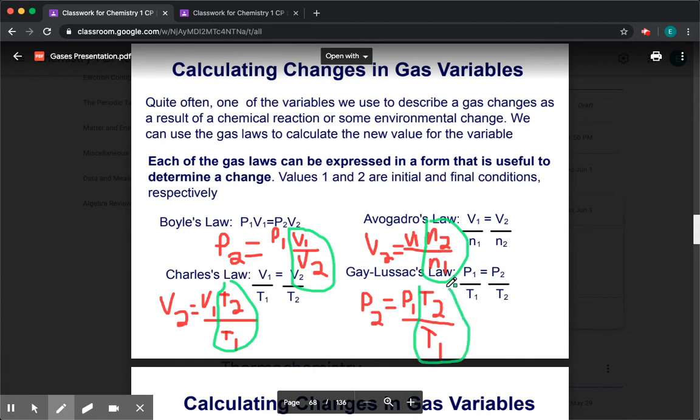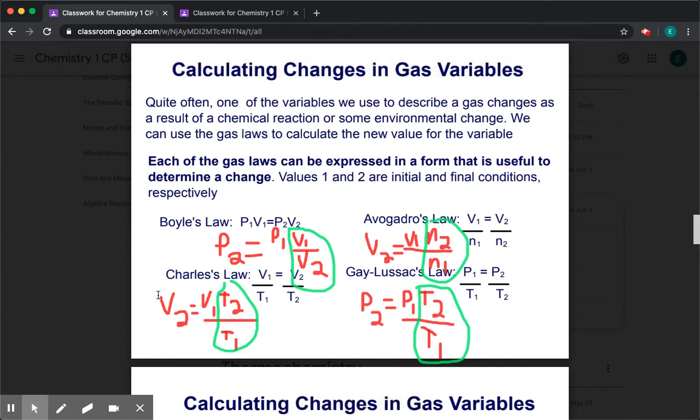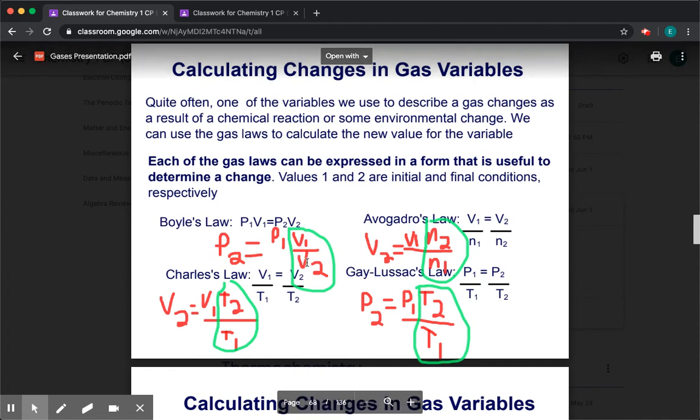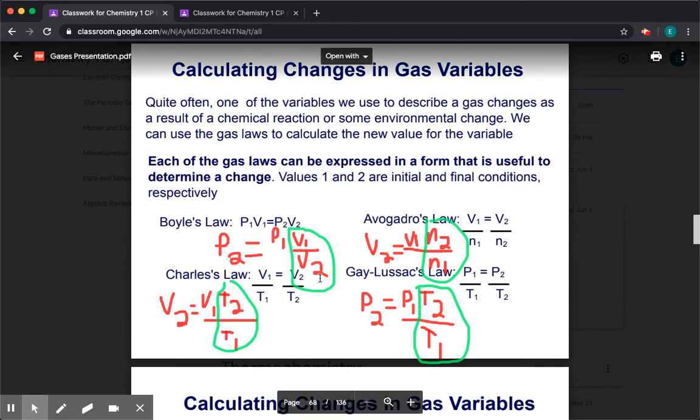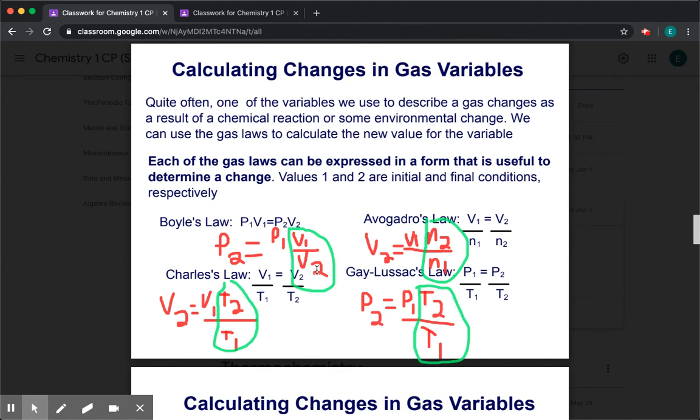So again, pretend that if it has a 1, that's the original. 1 is the original, 2 is the change. So for this first one, let's say I'm moving it to a new container. I want to find what the new pressure is. It's V1 over V2. V2 is the new one. So if I know the volume of the new container, I can figure out what the new pressure is going to be. And if you have a new container, then obviously you're going to know what the volume is.